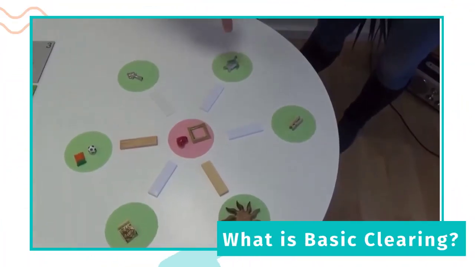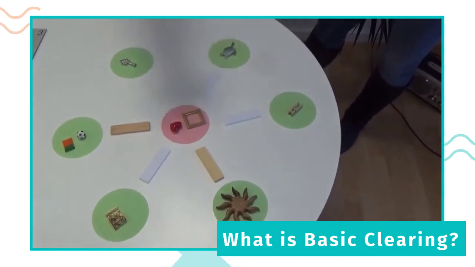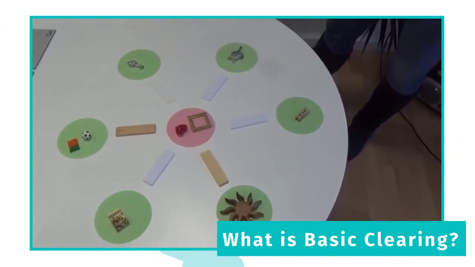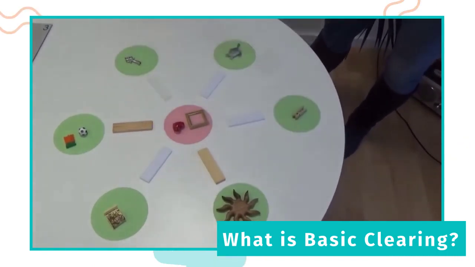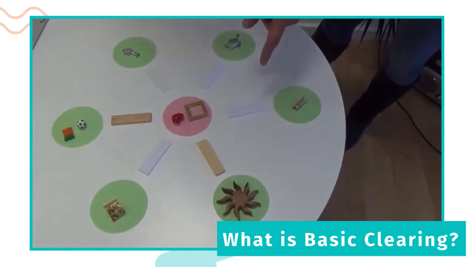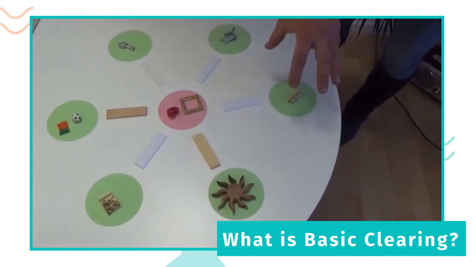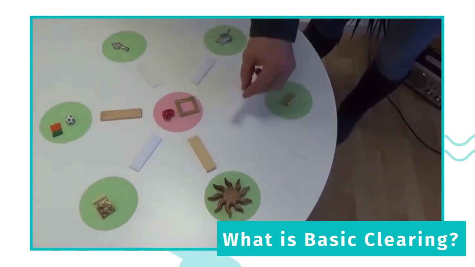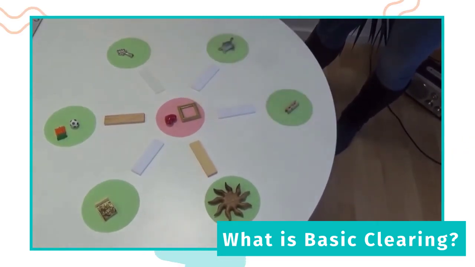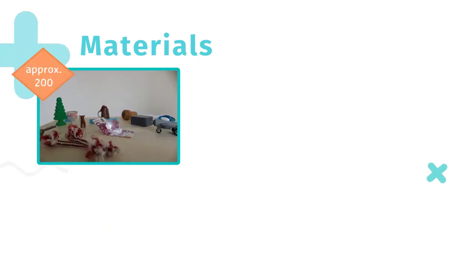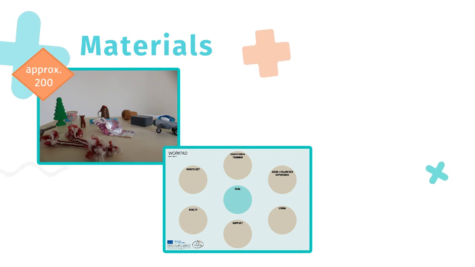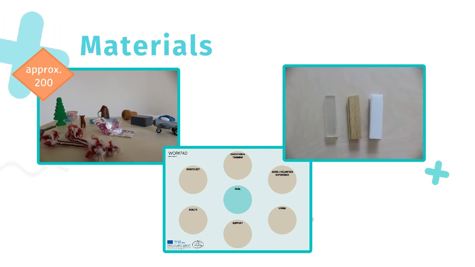The Basic Clearing is an assessment and counseling tool to obtain a holistic overview of a person's life situation, to see where and to what extent there is a need for counseling and to find out the specific needs of a client. For a basic clearing session, you need various materials, around 200 different symbols, a work pad, which we will look at later, and 3 different sticks.